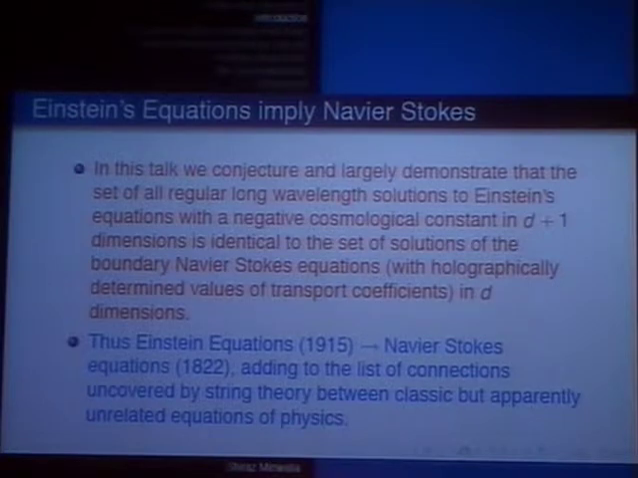So, in this talk, building on other people's work, we'll display an equivalence between the Einstein equations written down long ago and the Navier-Stokes equations written down even longer ago. So this will be another one of these examples of connections between classic equations of physics uncovered by string theory. We've seen many such examples.